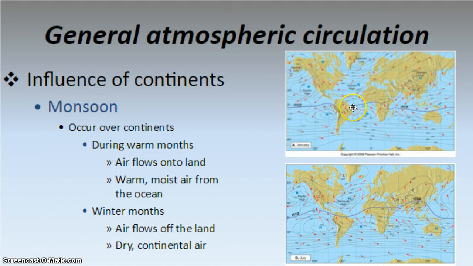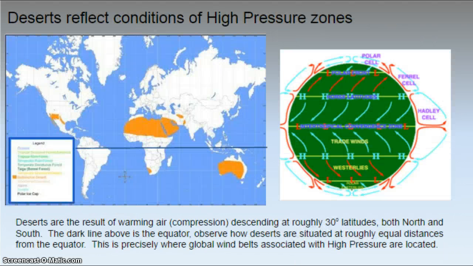So when I compare these two maps here, we're looking at monsoons. These occur over continents. These are during the warm months. Air flows onto land, right? This is what we defined as a sea breeze. They're warm, moist air from the ocean. In the winter months, air flows off the land. These are what we call land breezes, and it's dry continental air. It just doesn't have the ingredients.